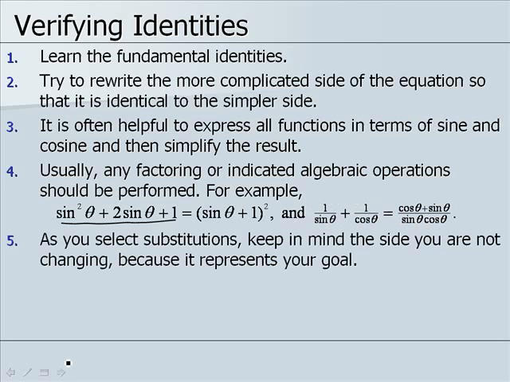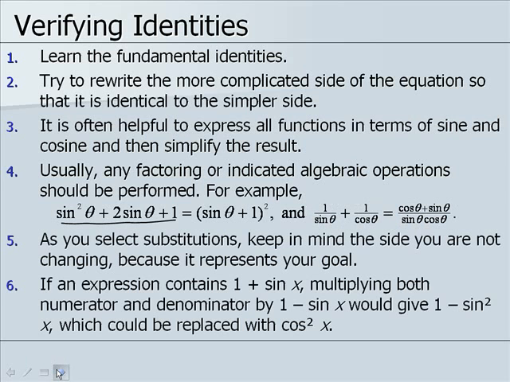Number 5, as you select substitutions, keep in mind the side you are not changing because it represents your goal. And lastly, if an expression contains 1 plus sine of x, then multiplying both the numerator and denominator by 1 minus sine of x would give you 1 minus sine squared of x, which could then be replaced with the cosine squared of x. And so any kind of combination of that would work. And these are just some ideas as you approach each problem on how to do them.